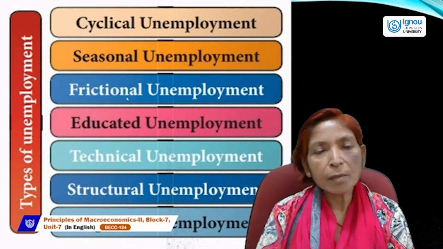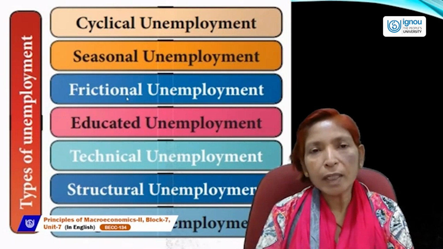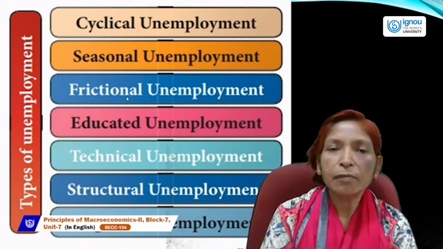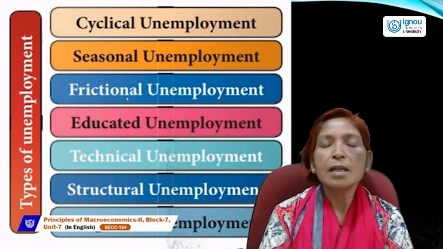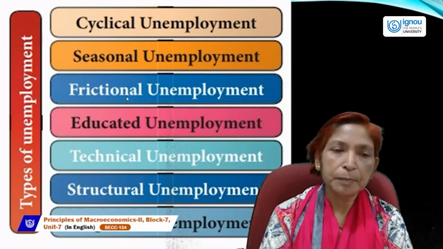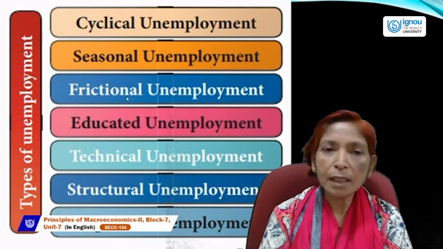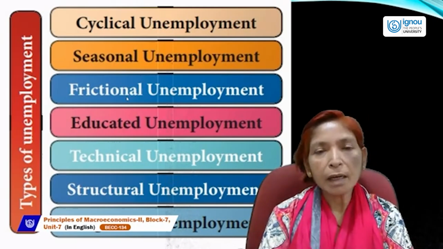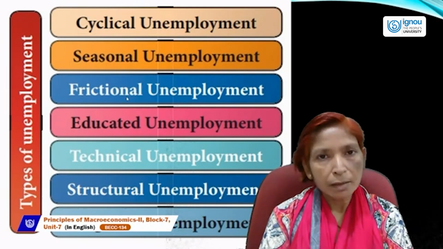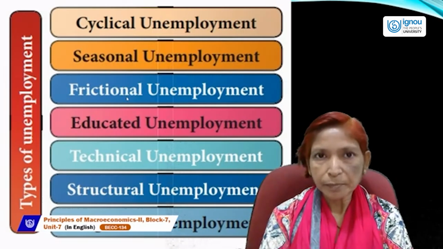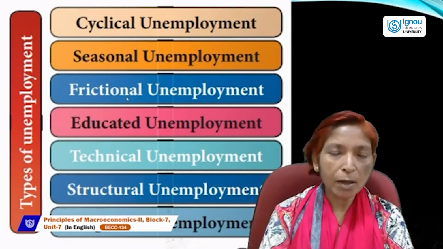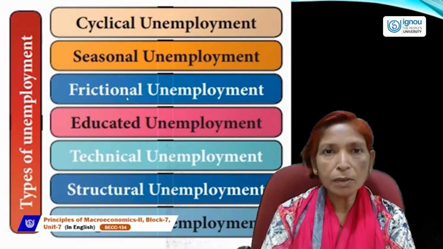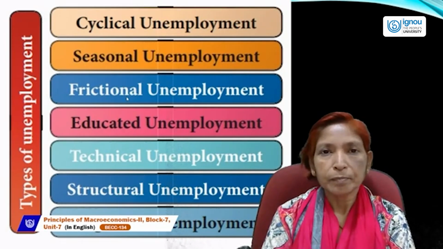Now we will discuss all the various types of unemployment in detail. Let us start from the first type, which is cyclical unemployment. What is the meaning of cyclical unemployment? Generally, cyclical unemployment occurs in developed countries, or it may occur in developing countries. It occurs due to business cycles.